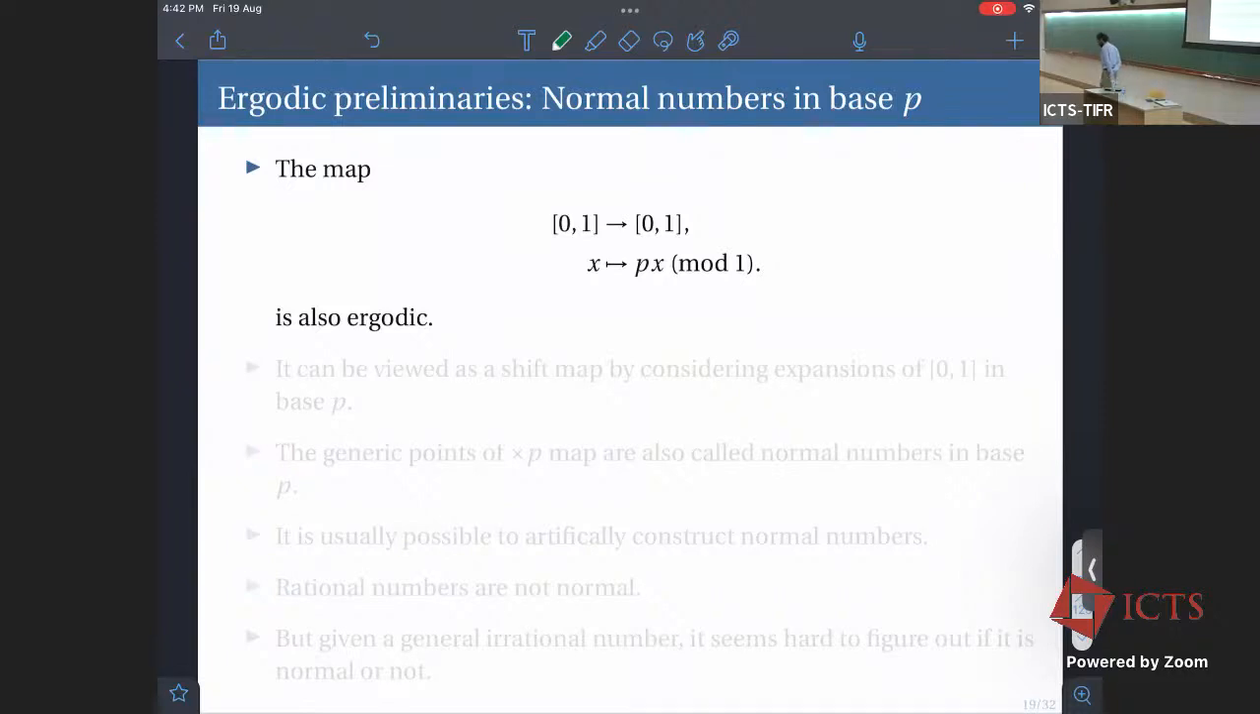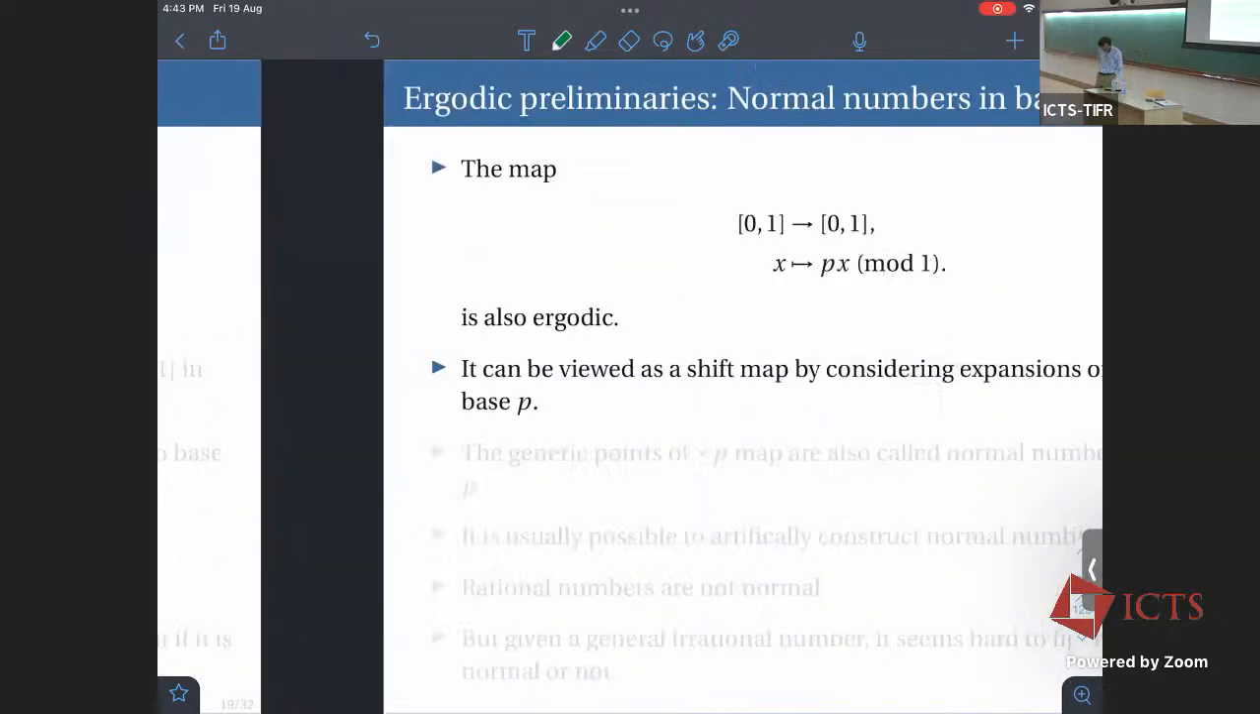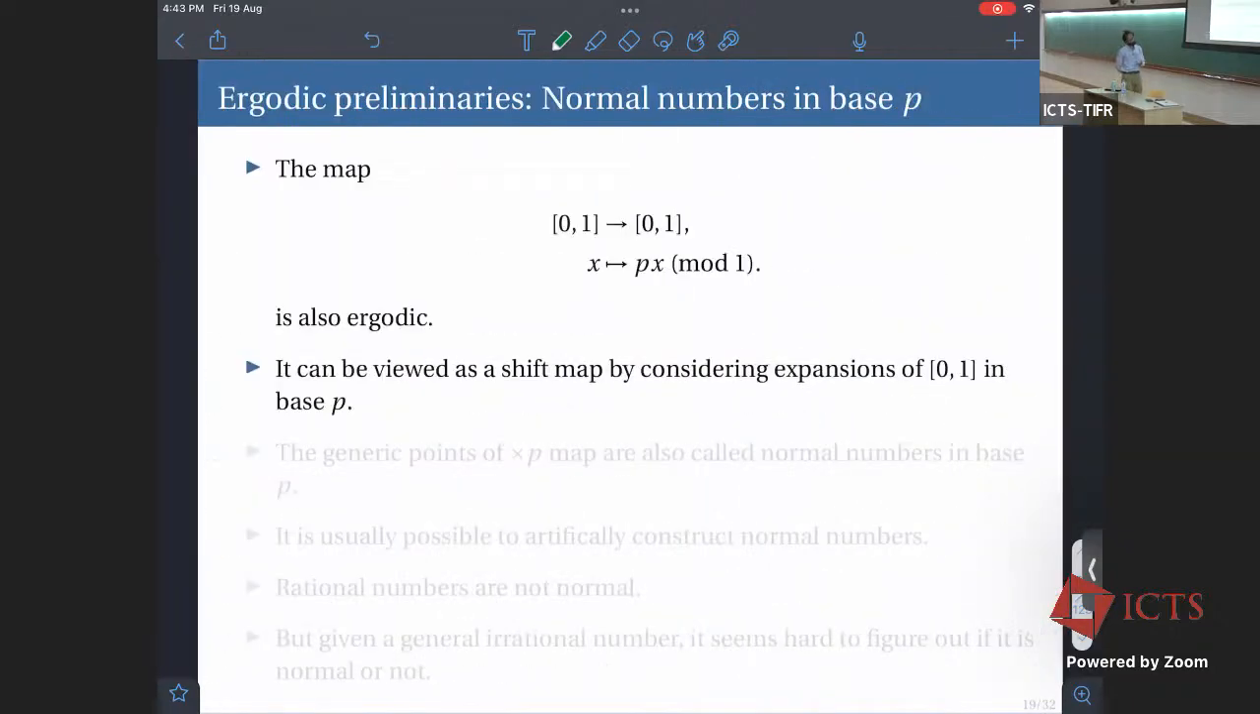Okay, and again, we're looking at p-adic expansions of Z_p, but also if you take a number between 0 and 1, that also has some sort of expansion involving p, and that's the base p expansion. And just like this sort of shift map, you also have the multiplication map on [0,1], multiplication by p. So you can send x to px mod 1. But this map is also ergodic. And one way again to see that is if you look at expansions in base p, and if you multiply by p, that's again a left shift.